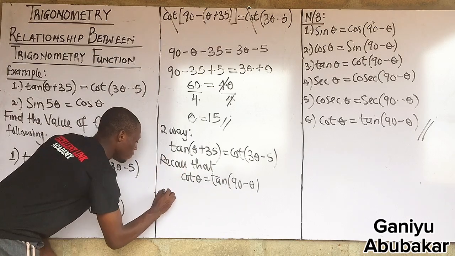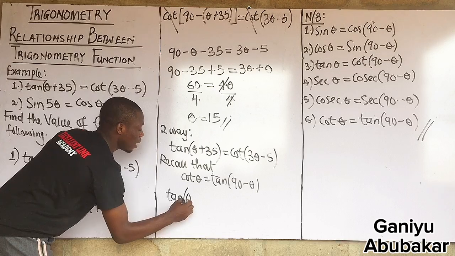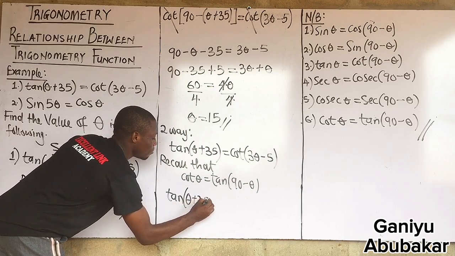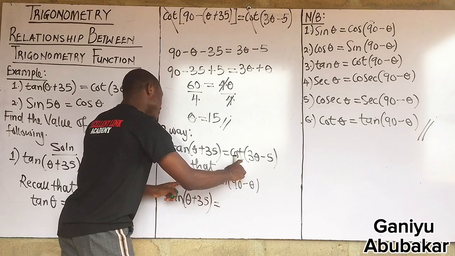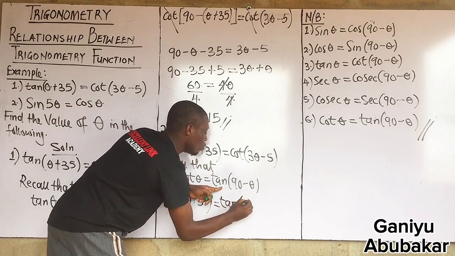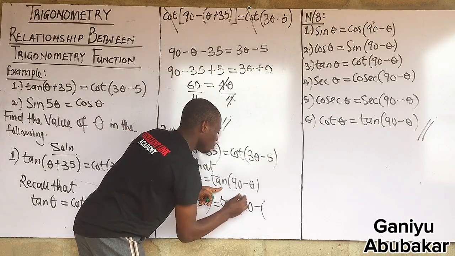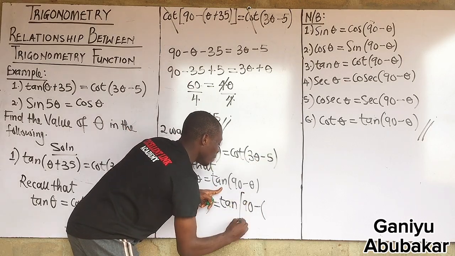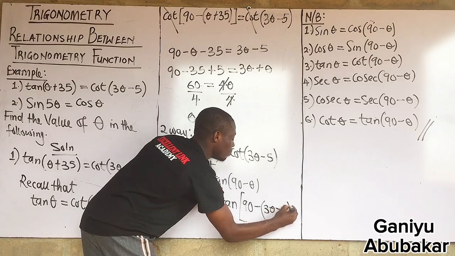So I'll have this tan here. Tan into theta plus 35 is equal to, anyone I see cot replace as what? Tan. I have tan of this angle, 90 minus what's theta? Theta is everything here. Use a square bracket here. That's 3 theta minus 5.